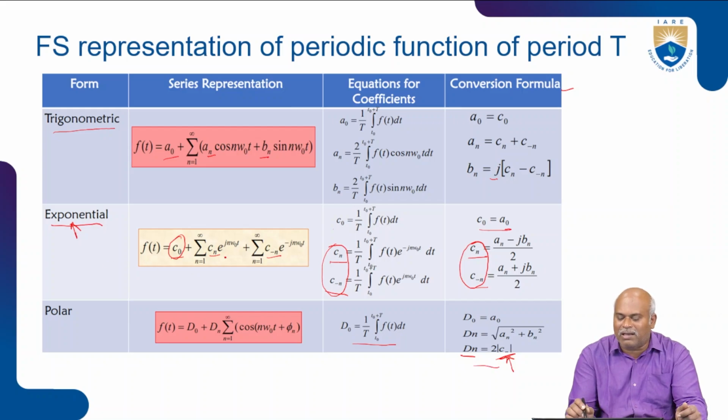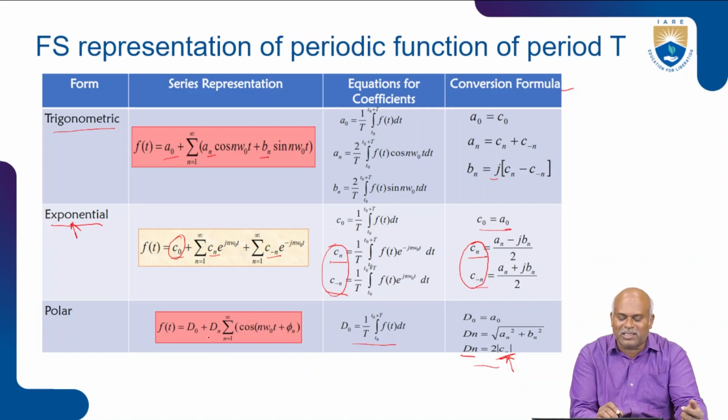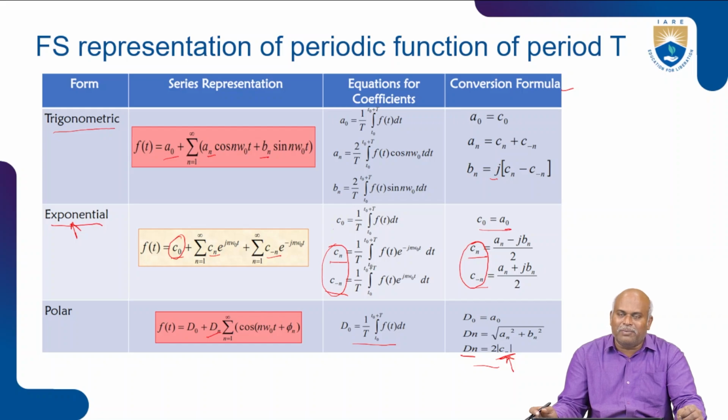So we know all the coefficients of the trigonometric and exponential Fourier series. That's why we don't need to find the polar series d of n separately. We can convert d of n from the exponential Fourier series or trigonometric Fourier series. This is the Fourier series representation of a periodic function of period capital T, for trigonometric, exponential and polar types.